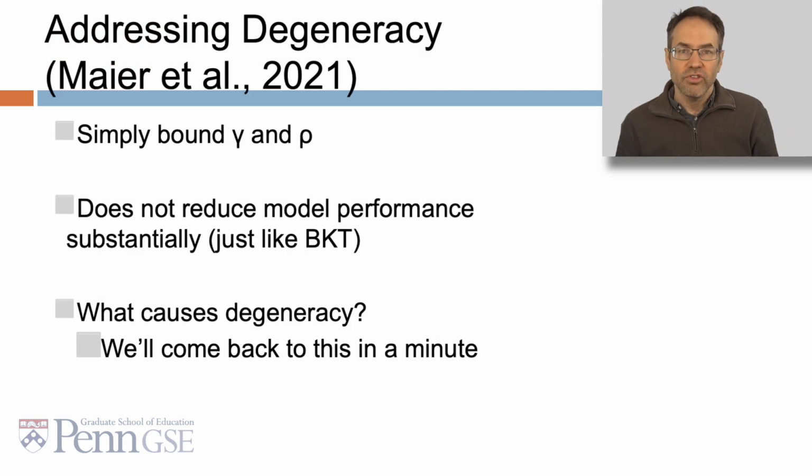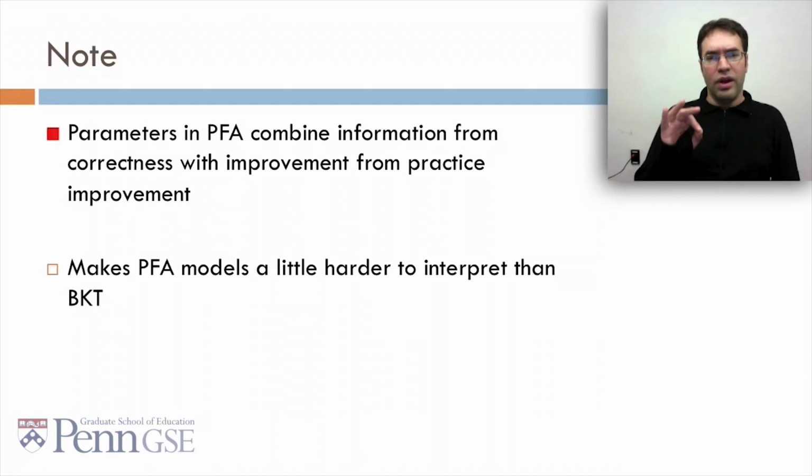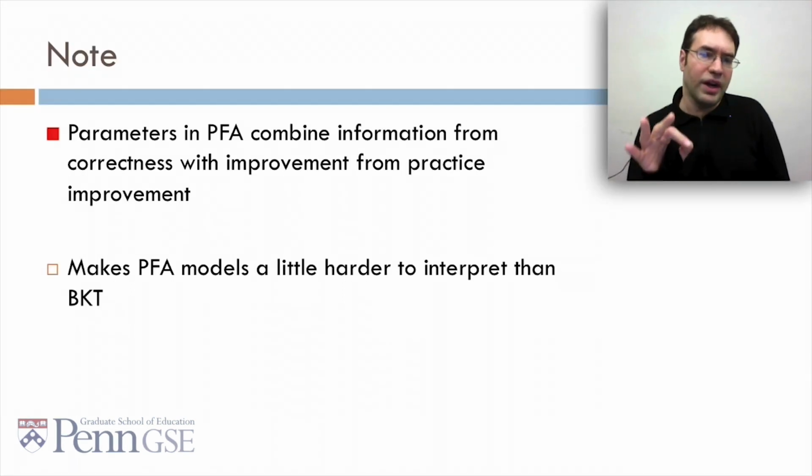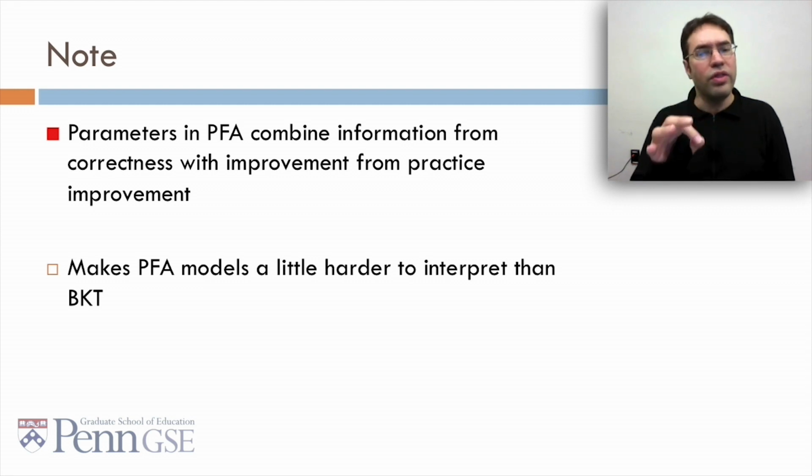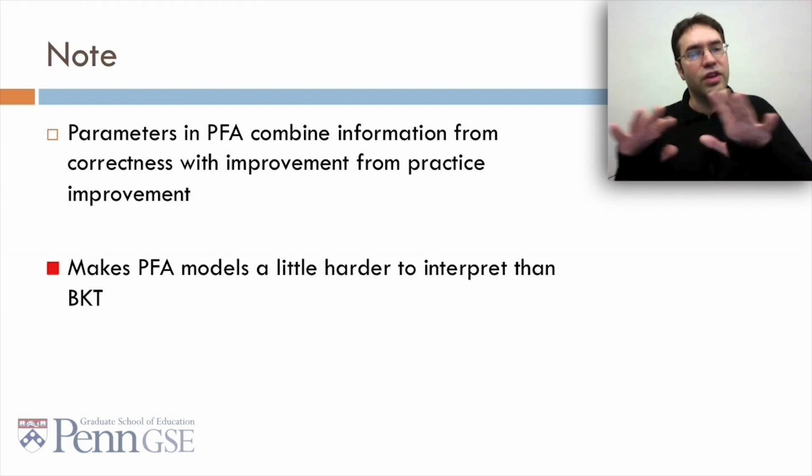So how do you address degeneracy? There's a simple approach in Maier et al., which is you bound rho and gamma. And just like BKT, that doesn't reduce model performance substantially, at least in that paper's data. Now, what causes degeneracy? We'll come back to this in a minute. So, parameters in PFA combine information from correctness with improvement from practice. And this makes PFA models a little harder to interpret than BKT. Nothing wrong with it, just you have to think a little more deeply.